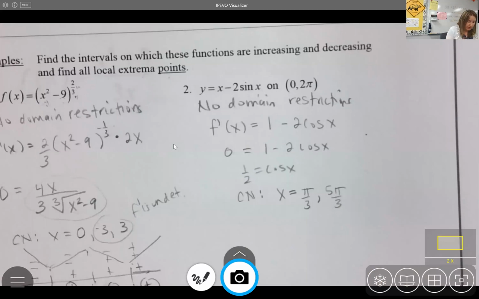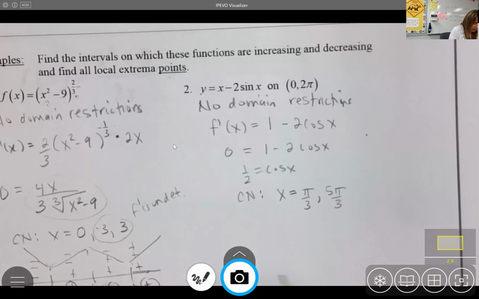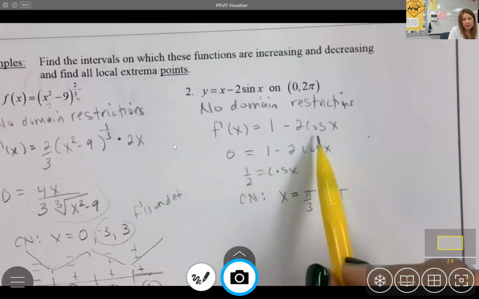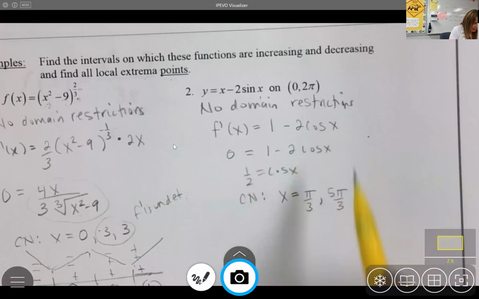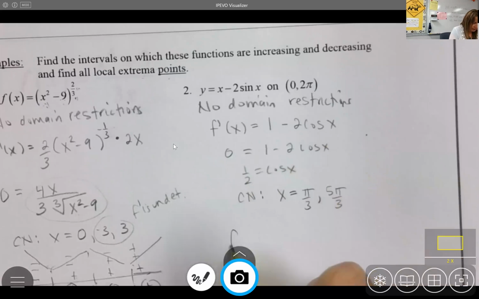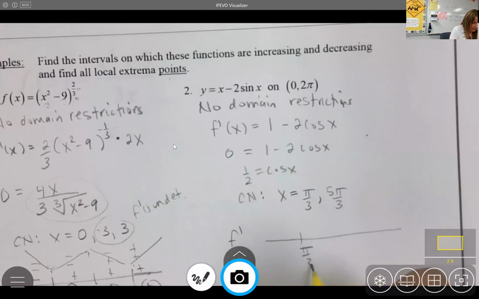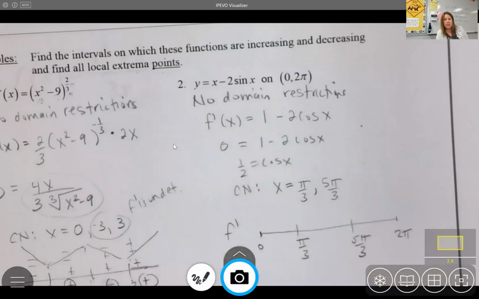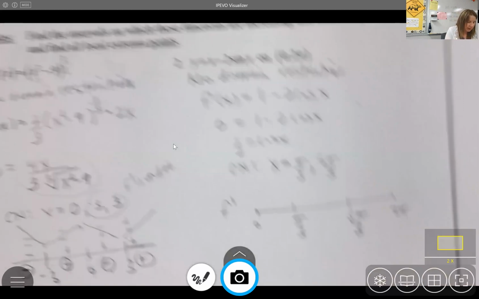Now I'm going to look and see if the derivative is ever undefined, and it's a cosine graph, so it's never undefined. It's a smooth, continuous curve. Draw an f prime number line. Here's pi thirds. Here's 5 pi thirds. This one has stopping points, so I'm going to put a 0 here and a 2 pi here. Not going to change anything. It's just going to be 0 instead of negative infinity.